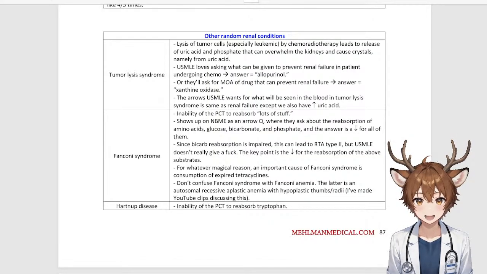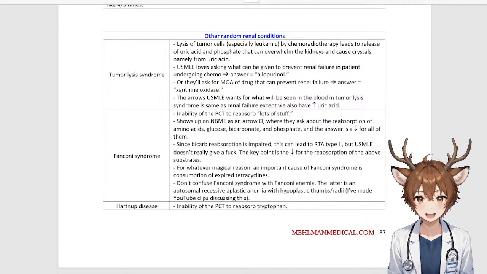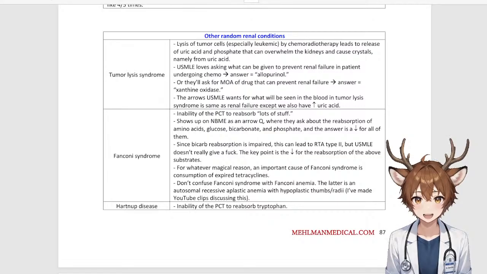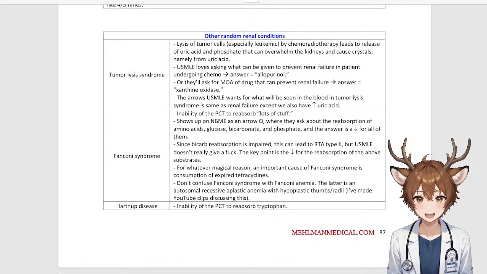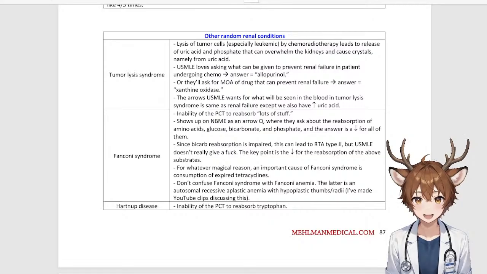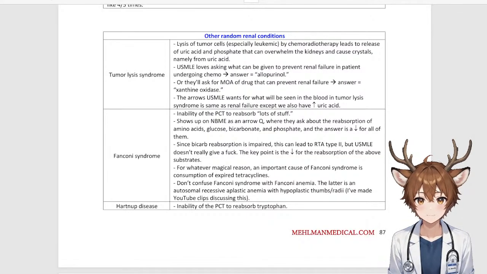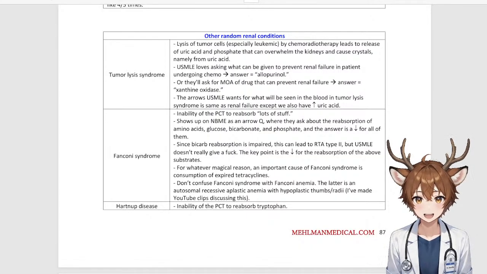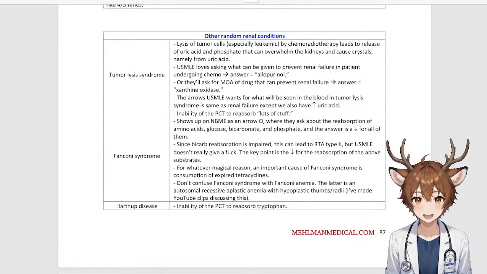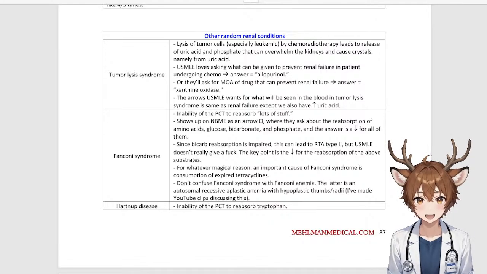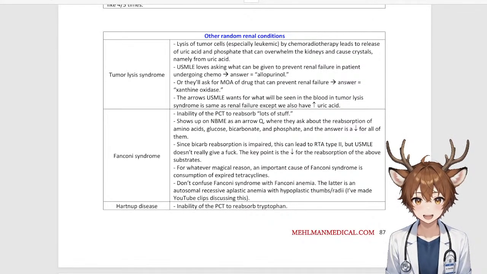Okay, what about Fanconi syndrome? Inability of the proximal convoluted tubule to reabsorb lots of stuff. Shows up on NBME as an arrow question where they ask about the reabsorption of amino acids, glucose, bicarbonate, and phosphate, and the answer is a decrease for all of them. Since bicarb reabsorption is impaired, this can lead to RTA type 2, but USMLE does not really care. The key point is the decrease in the reabsorption of the above substrates.